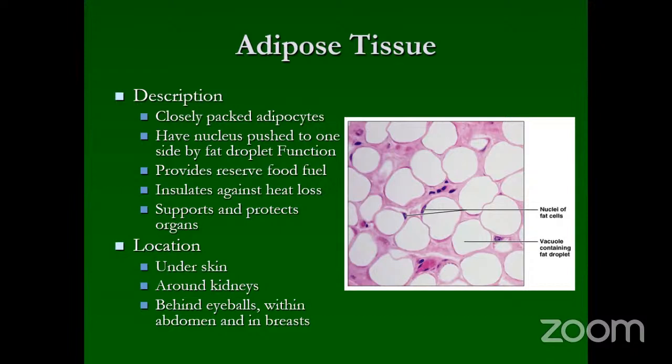And it will provide reserve food fuel. So all the extra fat will be stored in these adipocytes. They insulate against heat loss. Okay, and they support and protect the organs. So the location is under the skin, around kidneys and behind eyeballs and abdomen and breasts. Okay, where we can see more fat deposition.